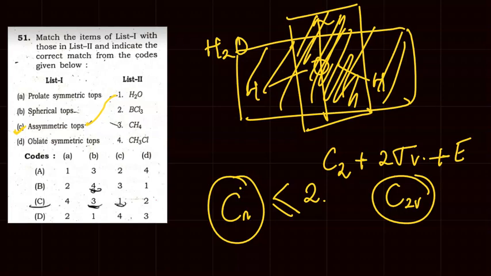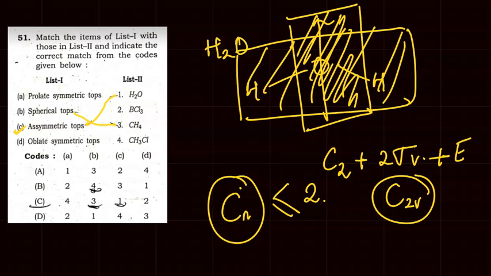Similar to that, whenever we talk about spherical top, as the name suggests, it is a spherical molecule. Okay, so we have to take the most symmetrical molecule, which will be the spherical top. So we will pick from list 2 the most symmetric molecule, which is CH4. So CH4 will belong to option B, which is the spherical top.